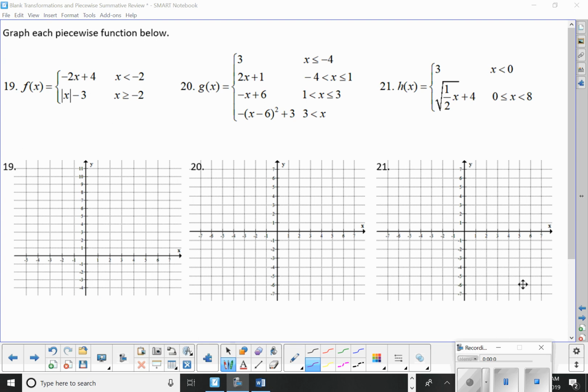The next group. We're going to graph each piecewise function below. Remember that the piecewise functions we graph one at a time, each piece individually. So number 19, the first piece here that we have is a line, okay? And its y-intercept is at +4, and it's got a slope of -2, so down 2 over 1. I can also go up 2, left 1, up 2, left 1, up 2, left 1.